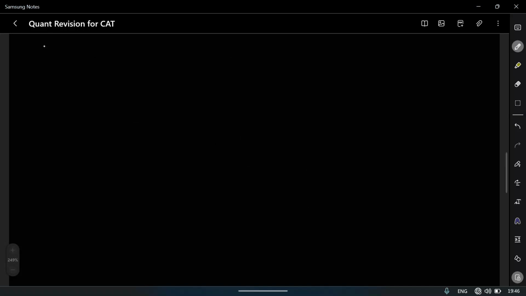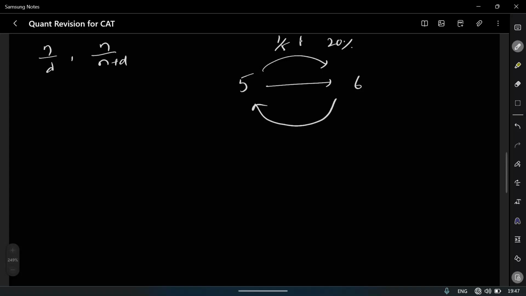After this, I am going to explain a useful concept of n by d and n by n plus d. So where are we going to use this concept? I will take an example and I'll explain. So there is a number called 5 which is converting to 6. So to convert 5 to 6 you have to increase 1 by 5th of that number, which is 20%. To convert 6 to 5 you have to decrease 1 by 6th of 6, which is around 16.66%.